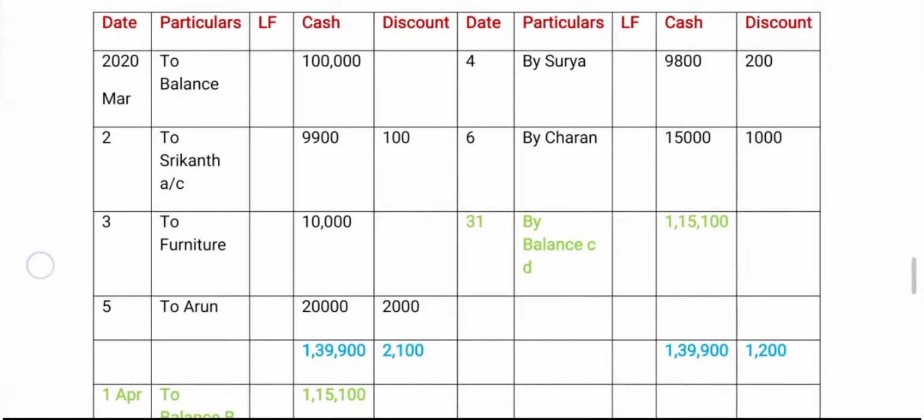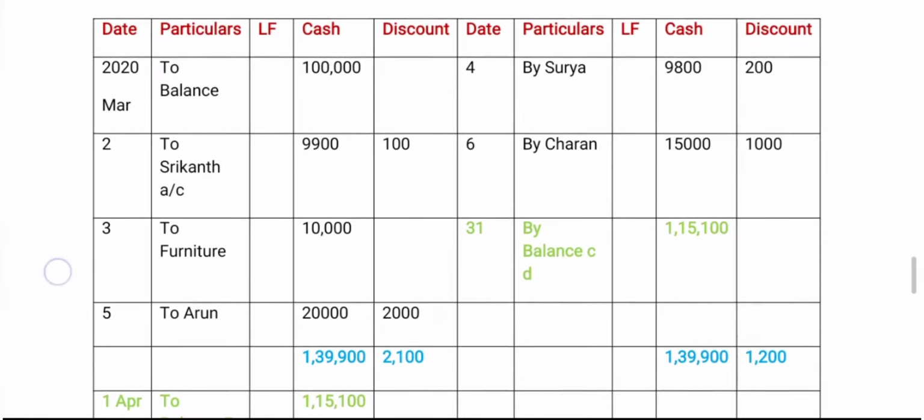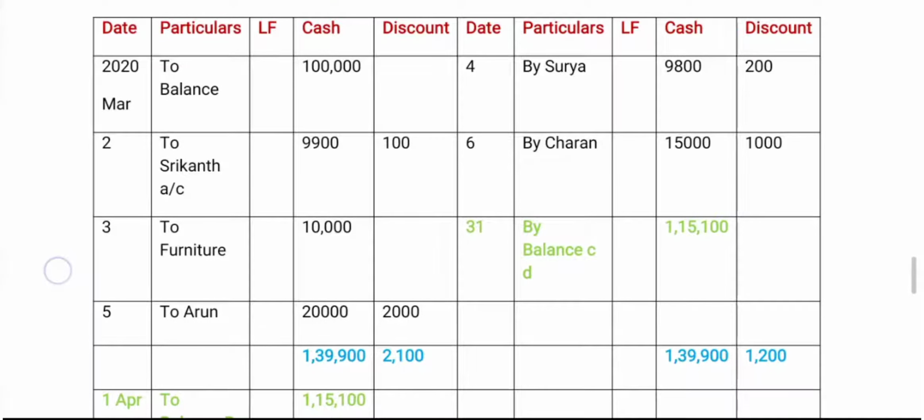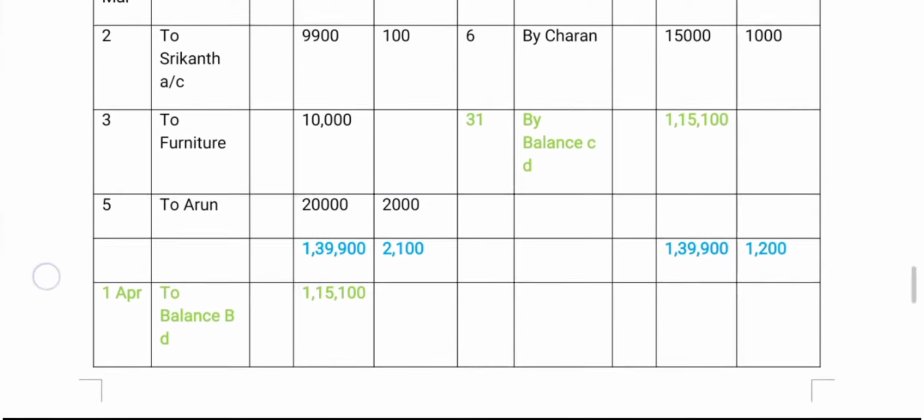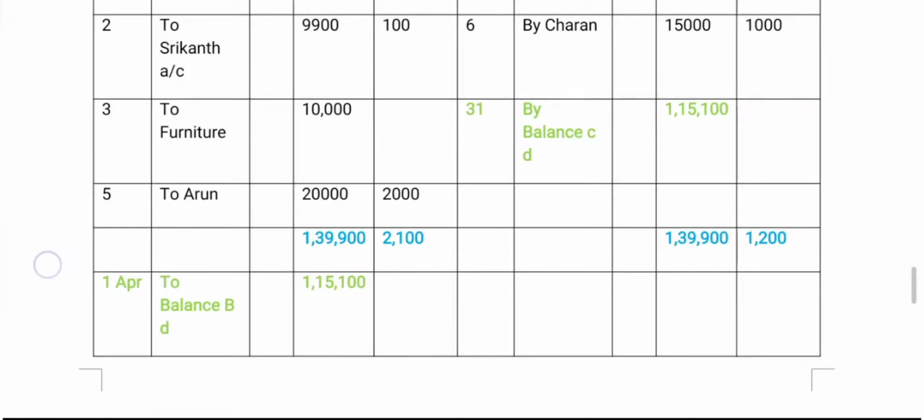Now we are coming to the credit side of the cash book. Here 9,800 plus 15,000, it is 24,800. It is deducted from 1,39,900, it is equal to 1,15,100. It is balance carried down, it is the closing amount for this month. This amount is transferred to next month, that is the debit side of the cash book, 1st April to balance brought down 1,15,100. This problem is completed. Now we are going to another problem. Before we go to another problem, we check once.